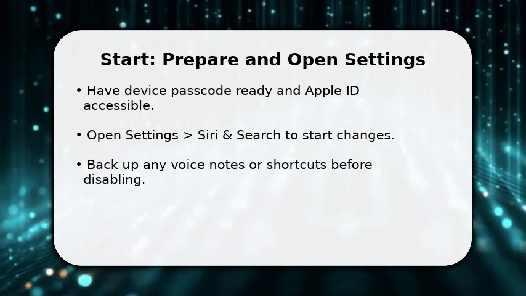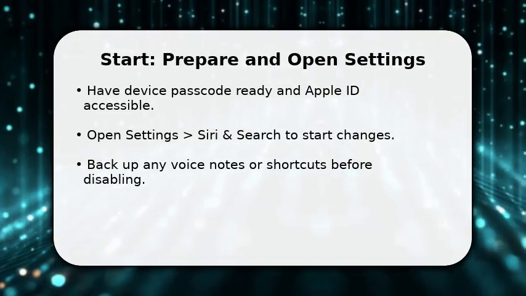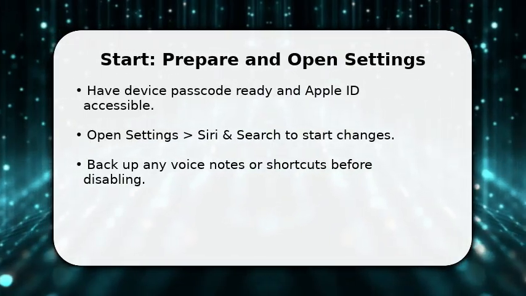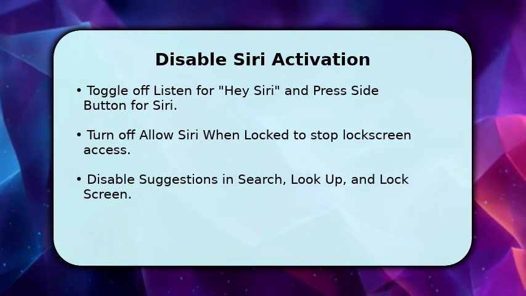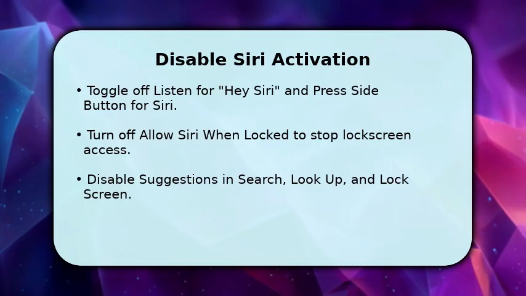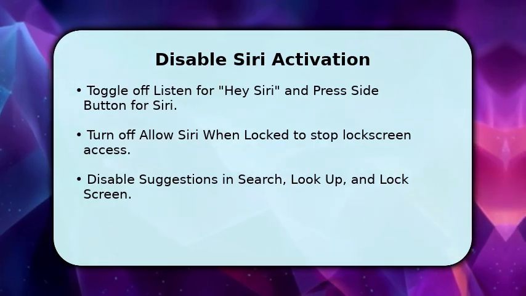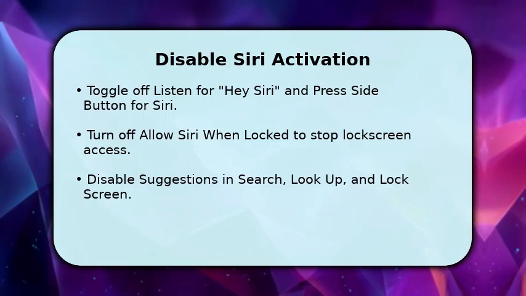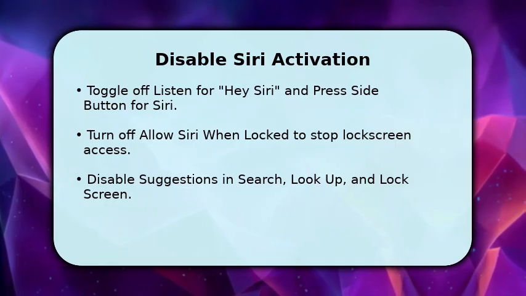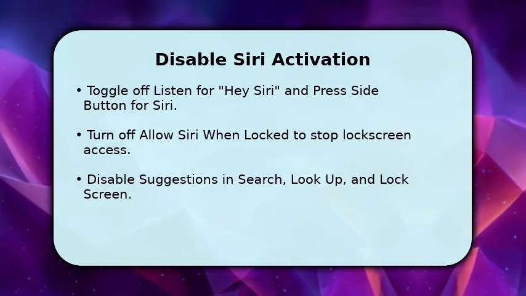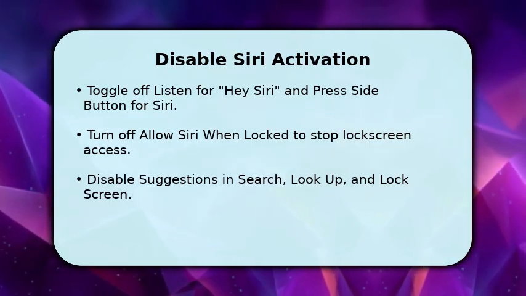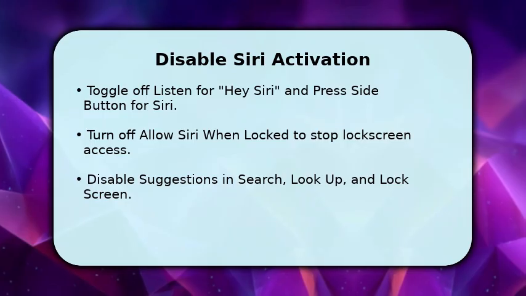Once in Siri and search, you're positioned to turn off the listening and activation controls in the next step. You'll disable the activation point so Siri stops responding. First, toggle off Listen for Hey Siri, then toggle off Press Side button for Siri or Press Home for Siri, depending on your model. Make sure to also switch off Allow Siri when locked so it cannot be triggered from the lock screen. While here, disable Suggestions in Search, Lookup, and on Lock screen to remove proactive prompts. Once done, Siri will no longer activate or suggest actions, but some history may remain.